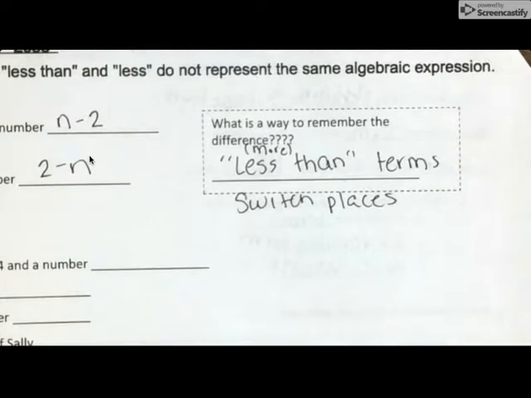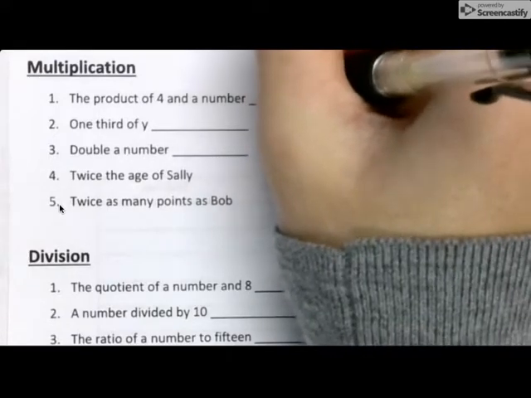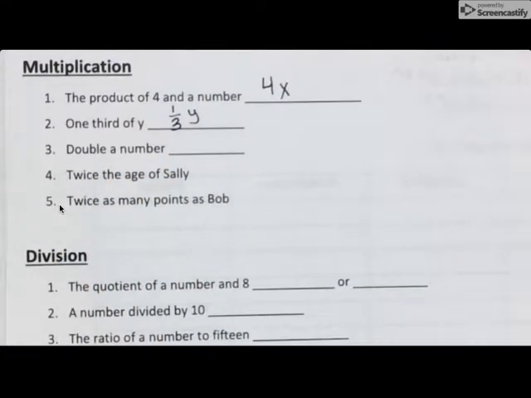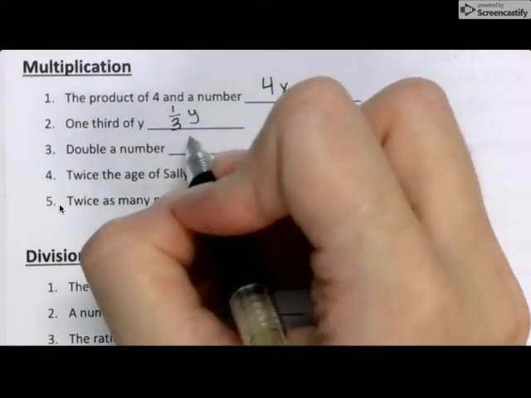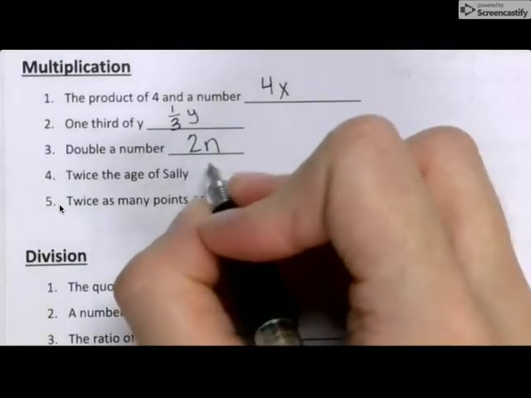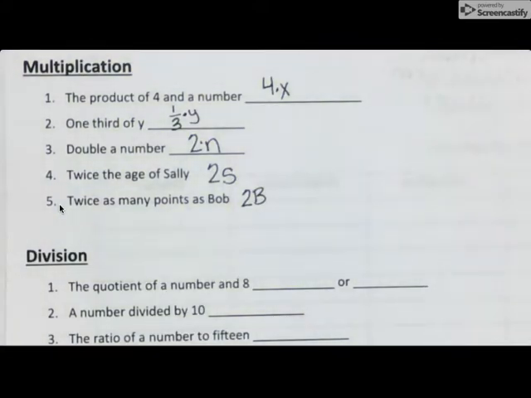So now we are going to look at multiplication. So it says the product of 4 and a number. So if you want to put the multiplication sign in there, you can, or you can just put 4x. 1/3 of y. So that's the fraction 1/3, and it's being multiplied by y. Double a number: 2n or 2x. Twice the age of Sally. So I'm taking 2 and I'm multiplying it by Sally's age. Twice as many points as Bob. However many points Bob has, I'm going to multiply it by 2. So again, you could put the multiplication sign in here, or you can just leave it as the number next to the letter. Either way will mean the same thing.